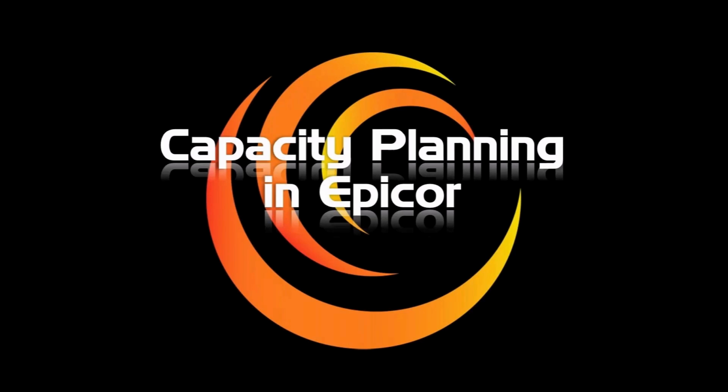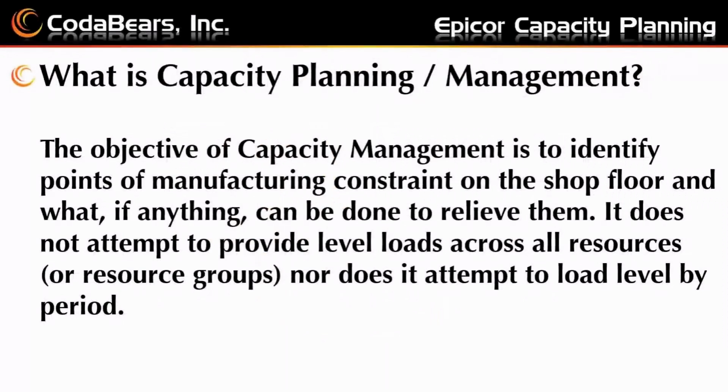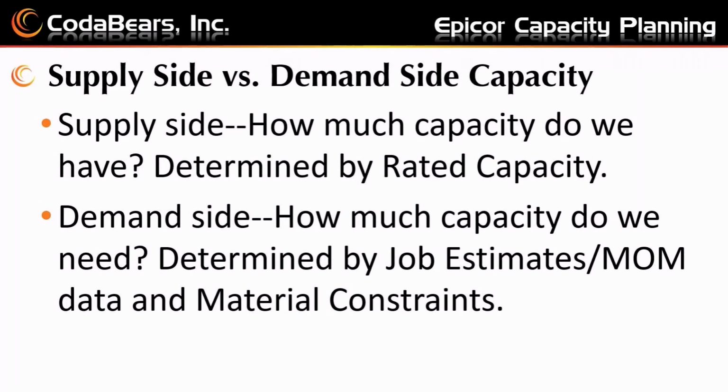I'll be presenting today on capacity planning in Epicor. The objective of capacity management planning is to identify points of constraint in the manufacturing system. On the shop floor, what, if anything, can be done to relieve these bottlenecks? Capacity planning does not attempt to provide level loads across all resources or groups, and it does not attempt to load level by period. What makes up our capacity situation?